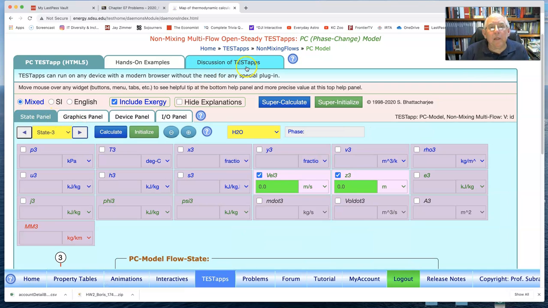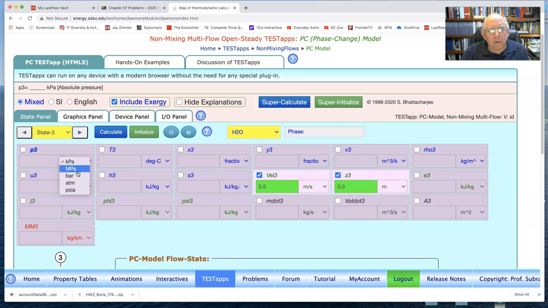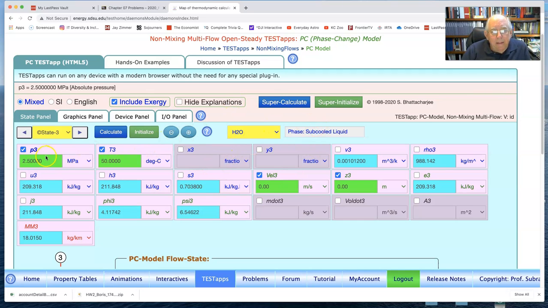And now we're ready to go back to state number 3. This is the other fluid, and the other fluid we recognize is going to come in at 2.5 megapascals and 50 degrees C. And we see that those two conditions, because of this high pressure and this relatively low temperature, it comes out into the subcooled liquid. And now in this particular case, we don't know m dot 3. Okay, so we're going to leave it blank.